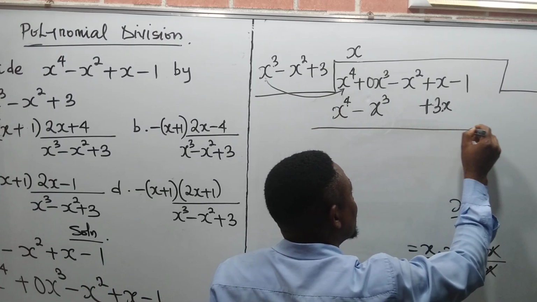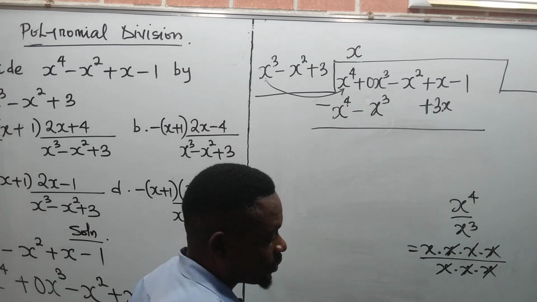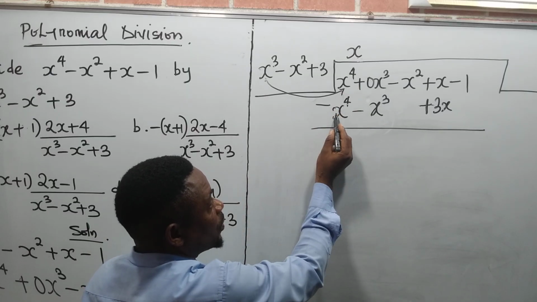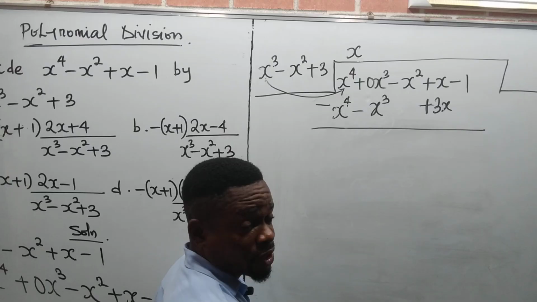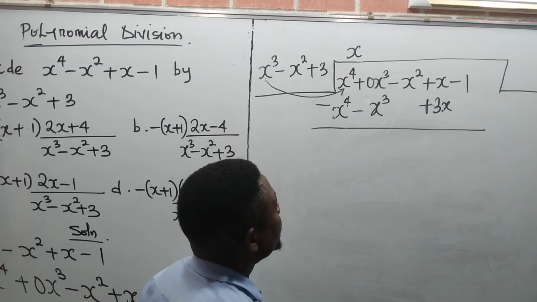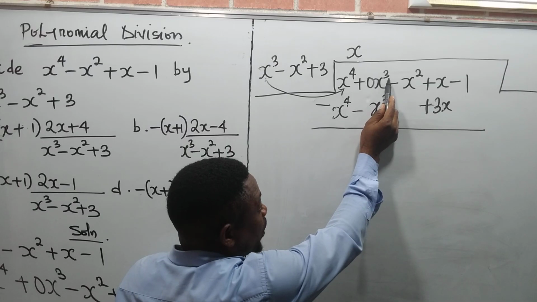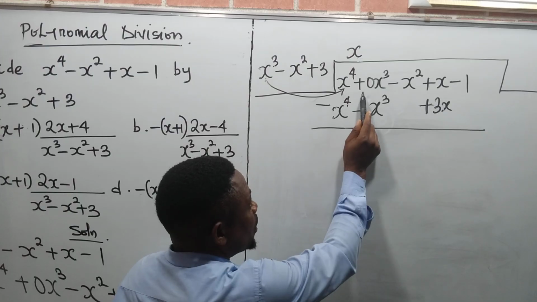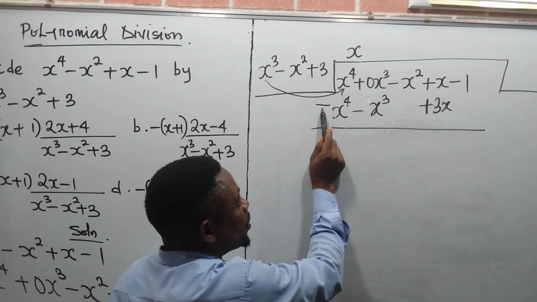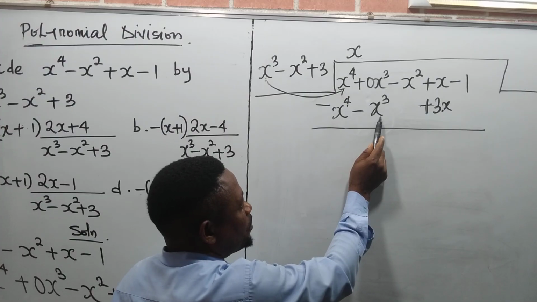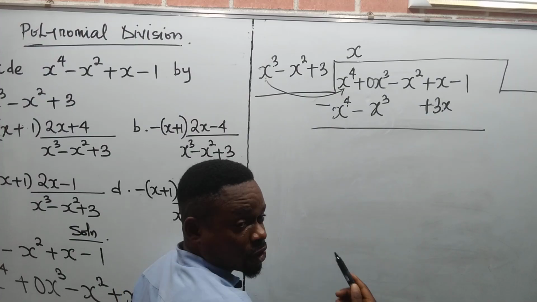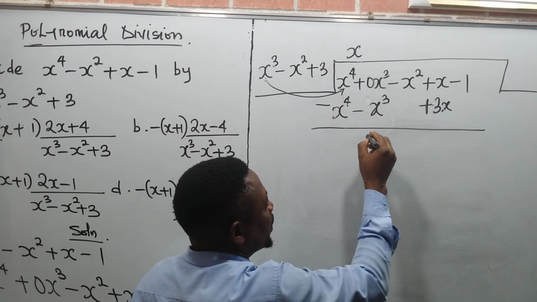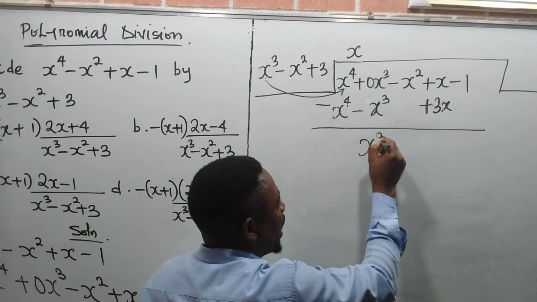Then introduce your line and subtract. Now if I subtract this, you agree with me that x raised to power 4 minus x raised to power 4 is already 0. That one is gone already. Then next is plus 0x to power 3 minus x to power 3. By mathematics, minus is plus. It now becomes 0x to power 3 plus x to power 3, which will give us x to power 3. Are you with me now?